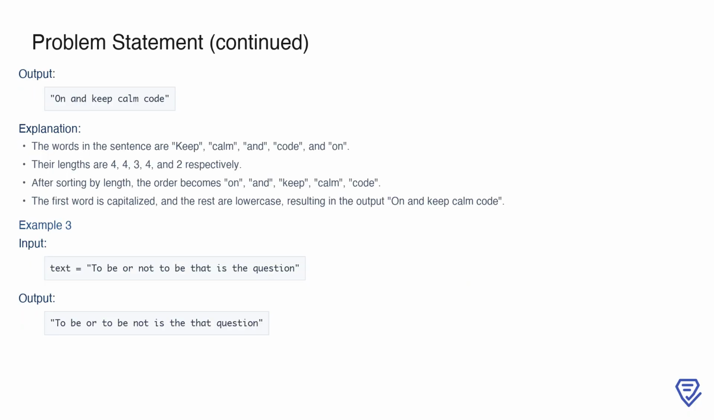Now, let's take a look at the second example, where the input sentence is "keep calm and code on". The words in this sentence are keep, calm, and, code, and on, with lengths of 4, 4, 3, 4, and 2, respectively. After sorting these words by length, the order becomes on, and, keep, calm, and code. The first word, on, is capitalized, and the others are converted to lowercase. As a result, the output becomes "On and keep calm code". This example highlights how ties in word lengths are handled while maintaining the relative order of words with the same length.